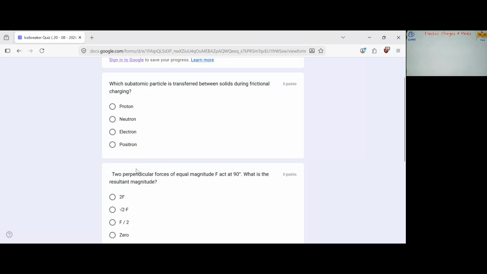Yes, good. Electron. Option C. Yes, correct answer is electron. Good.